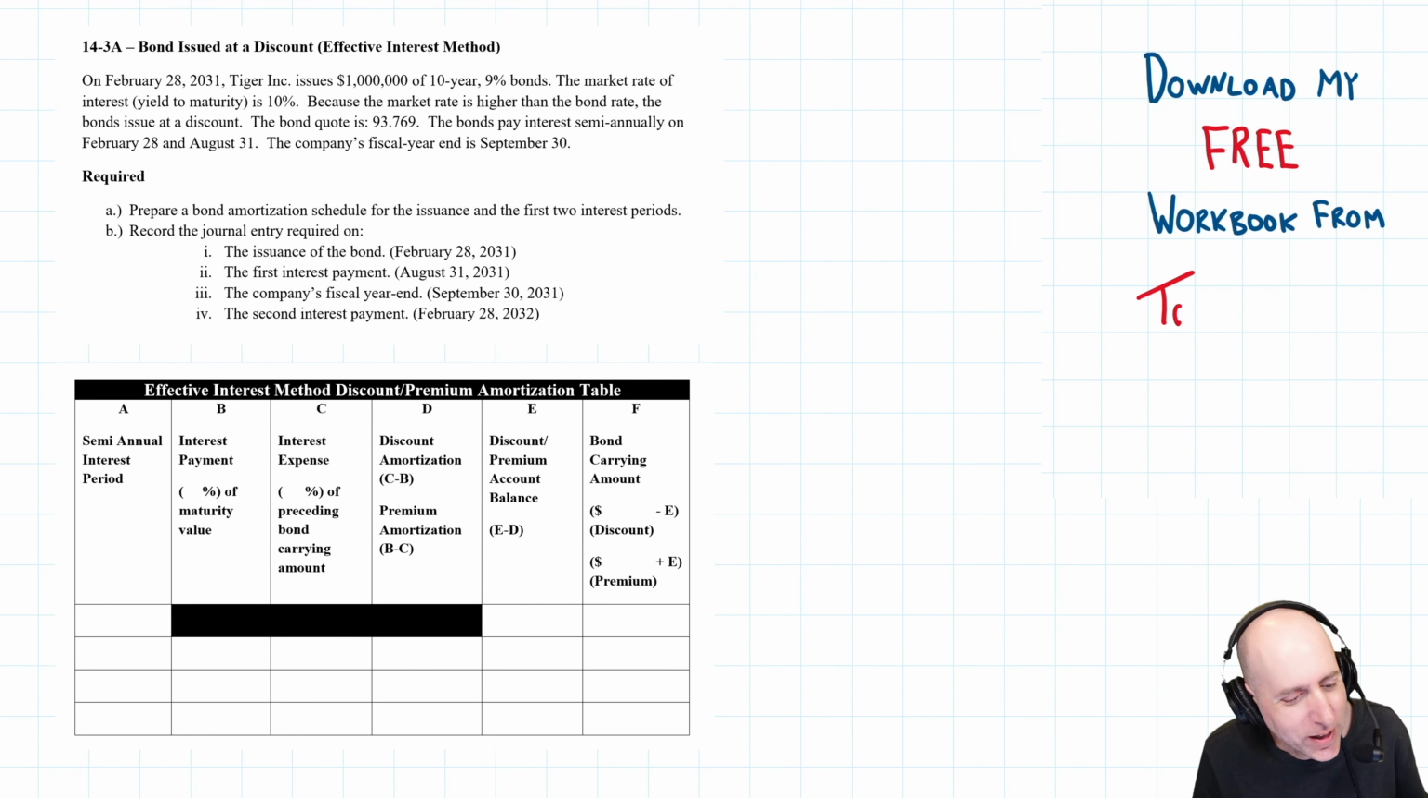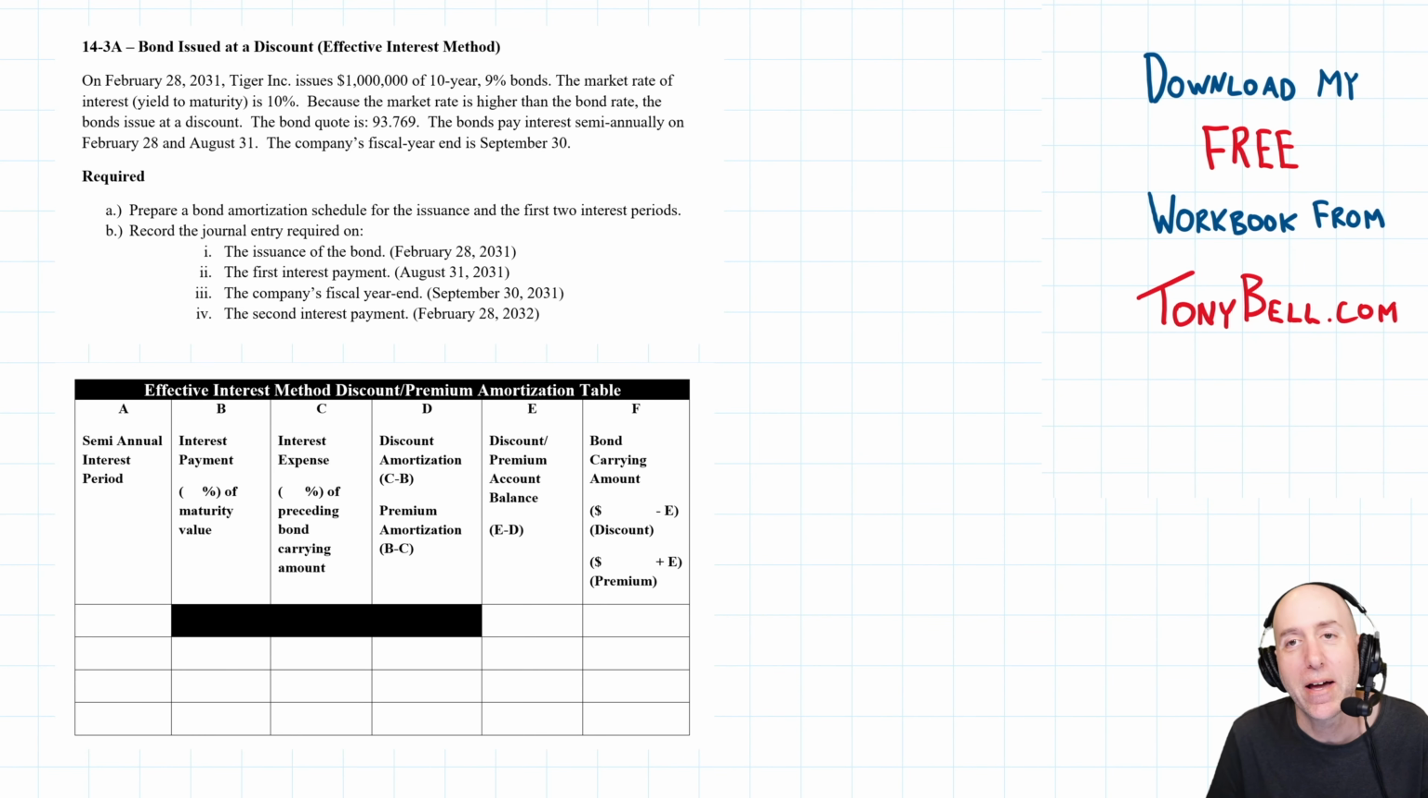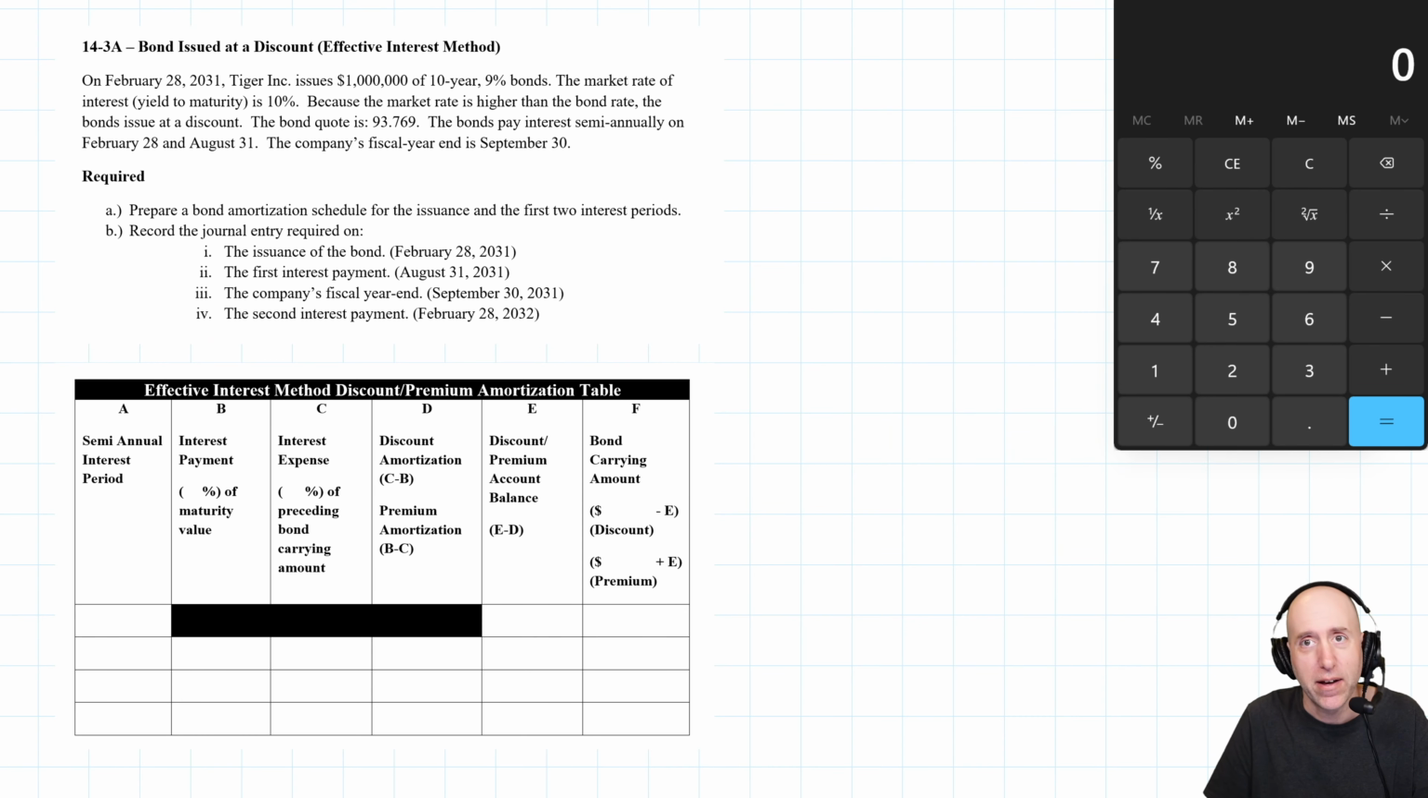Let's jump into problem 14.3a, bonds issued at a discount, and we are doing the effective interest method. That's good news because that's the one US GAAP, Canadian ASPE, and IFRS all recommend. If you're looking for the straight line method, that's 14.7a and 14.8. So let's jump into the effective interest method.